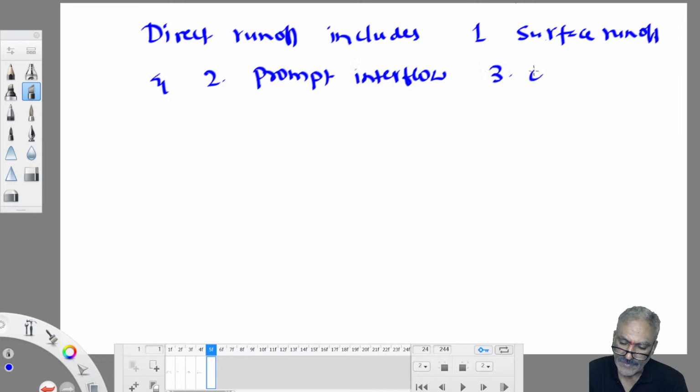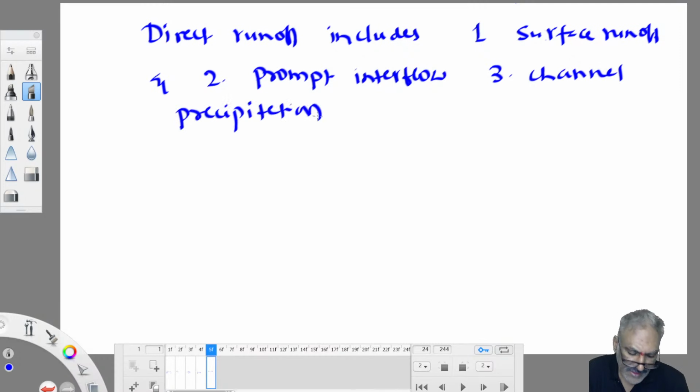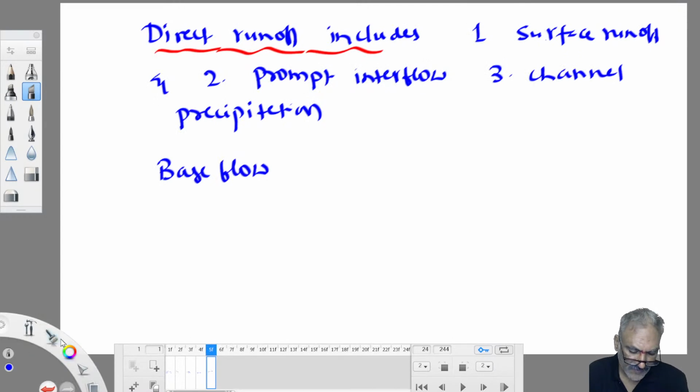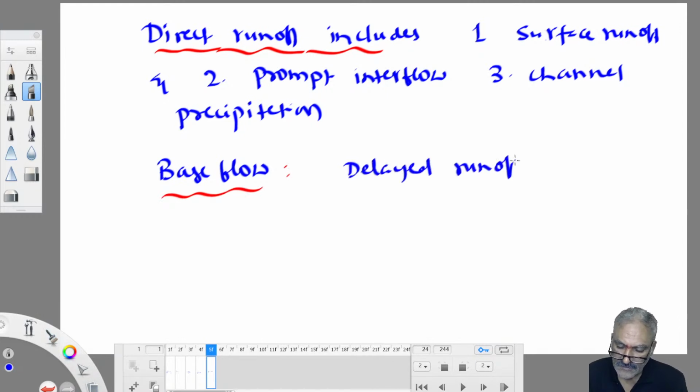And channel precipitation that occurs straight away in the water body, which immediately, instantly joins the water body. That's called channel precipitation. All these three things put together are called direct runoff. Among these three, channel precipitation is so small compared to surface runoff and prompt interflow. Generally, direct runoff means surface runoff and prompt interflow. And base flow means the delayed runoff. The delayed runoff from a catchment is called base flow. It takes its own time in joining the water body.